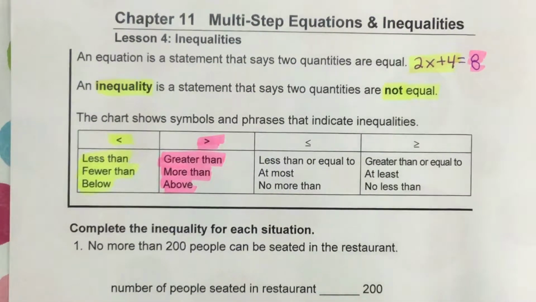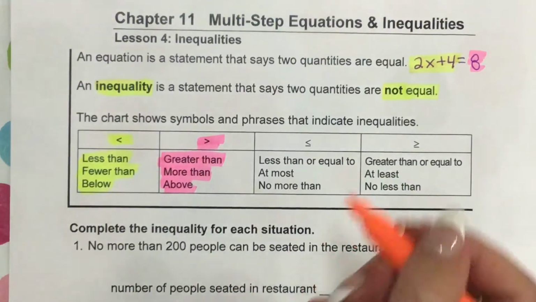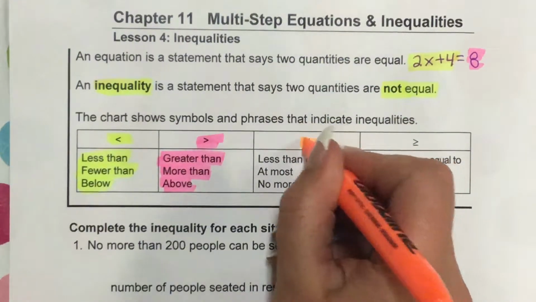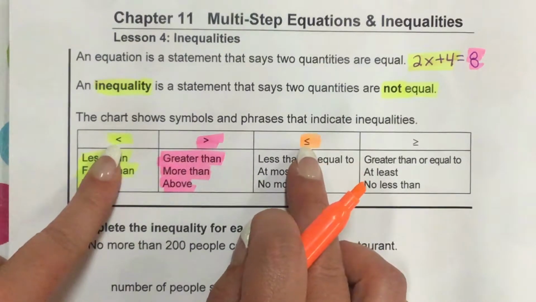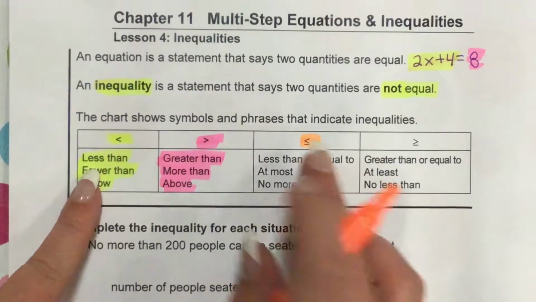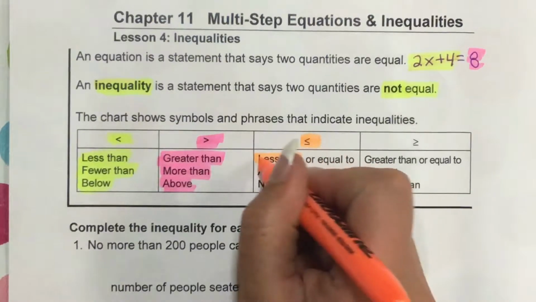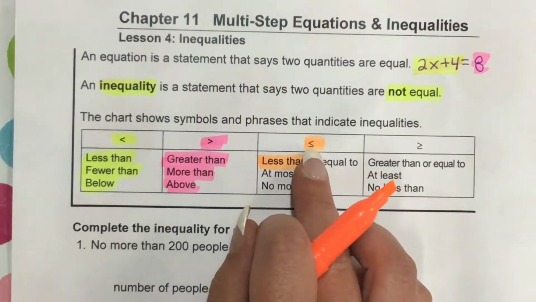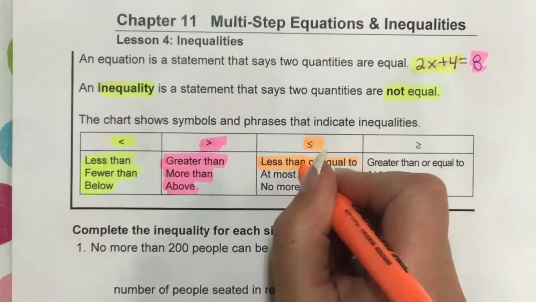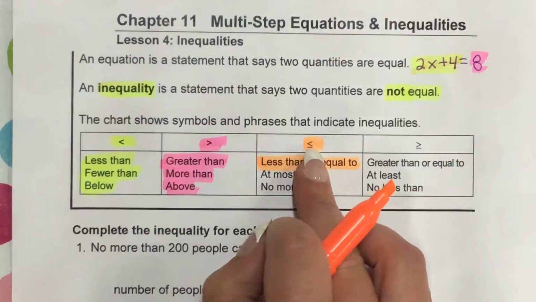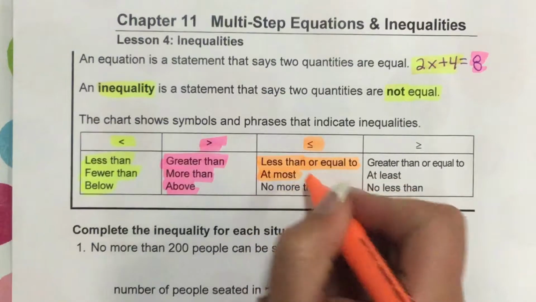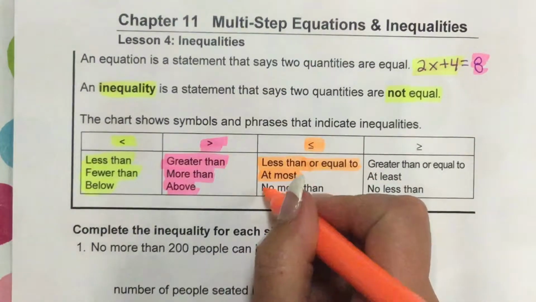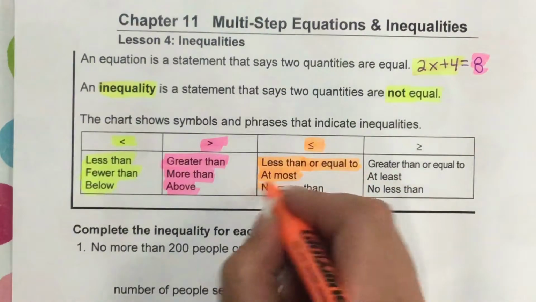Okay, and then we have another symbol right here. If you see, it looks very similar to the less than, except there's a line underneath. So it is the same thing. So less than, that's what this is, but that little line means or equal to. That line means it can be equal to. So less than or equal to. It's also represented for at most or no more than.